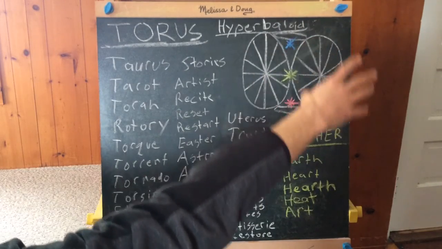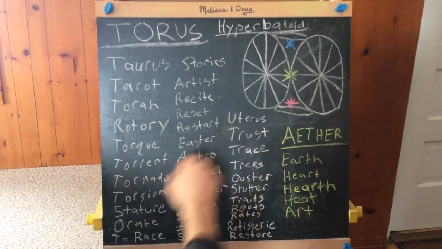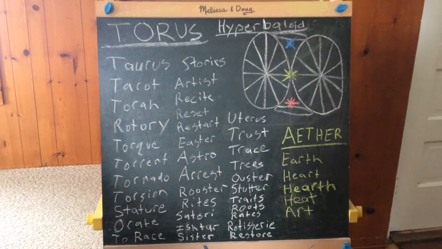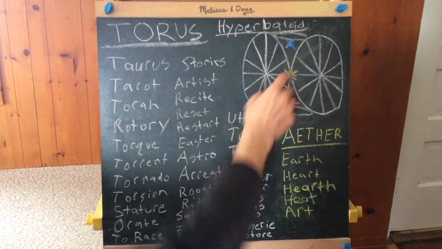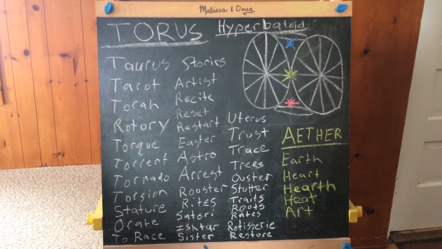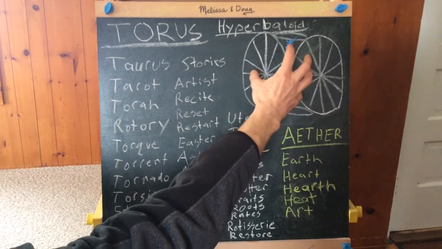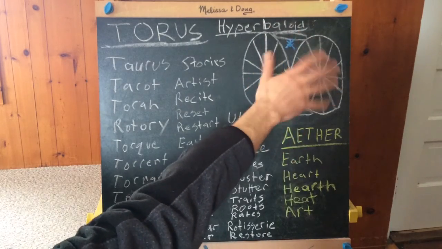Torrent, this is motion. This is tornado again, and then torsion. All those sort of creation of power, generation of power words right there. Stature. You know, how strong is this whole structure really?